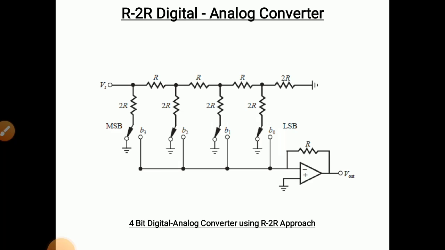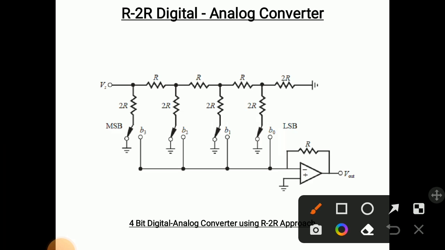This is actually a 4-bit converter. There are 4 inputs, B0, B1, B2 and B3, in this diagram. Here it is MSB and this is LSB. This is also important. When the input is 1, what will happen? At that time the switch is closed.